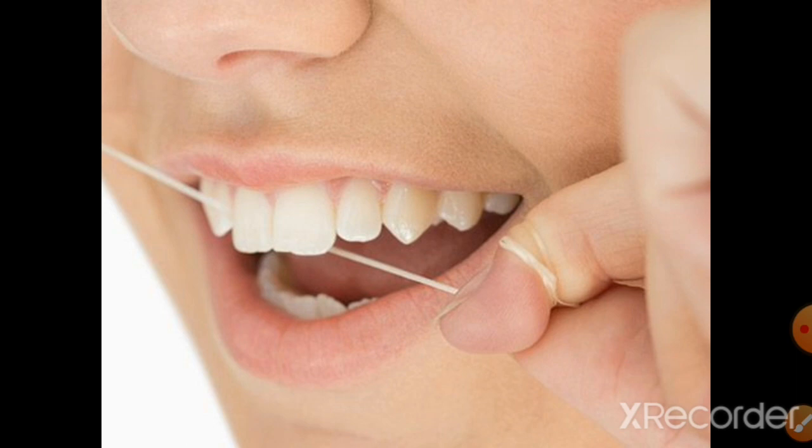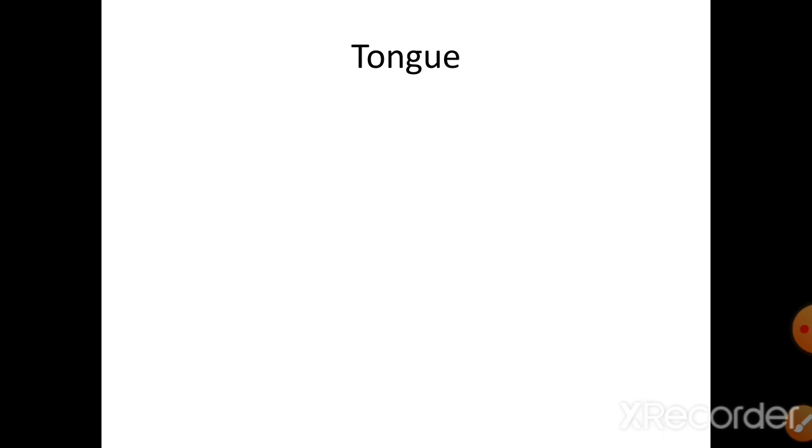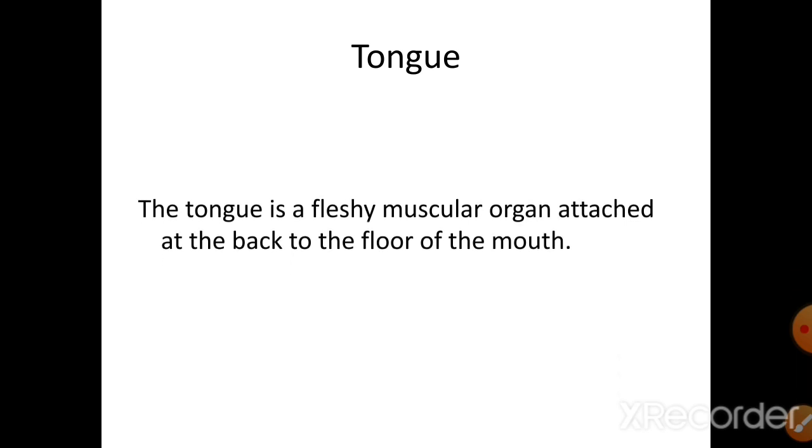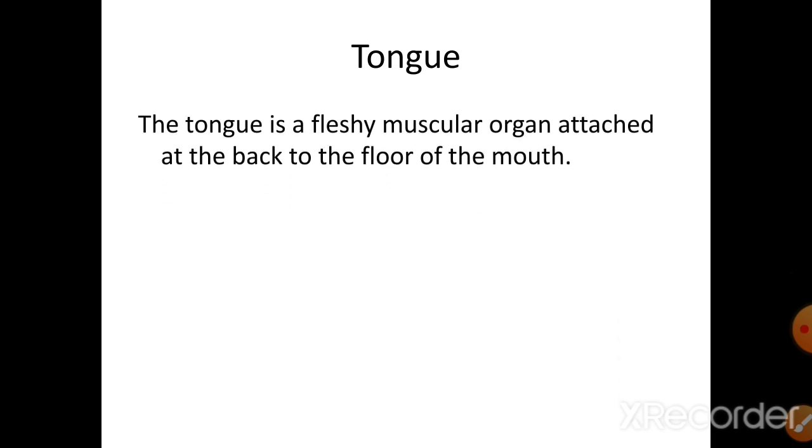Okay, so now let us come to another organ which is present inside your mouth, that is the tongue. So what is a tongue? The tongue is a fleshy muscular organ attached at the back to the floor of the mouth. All of you have seen your tongue, isn't it? That tongue also has a very important role to play in your body.